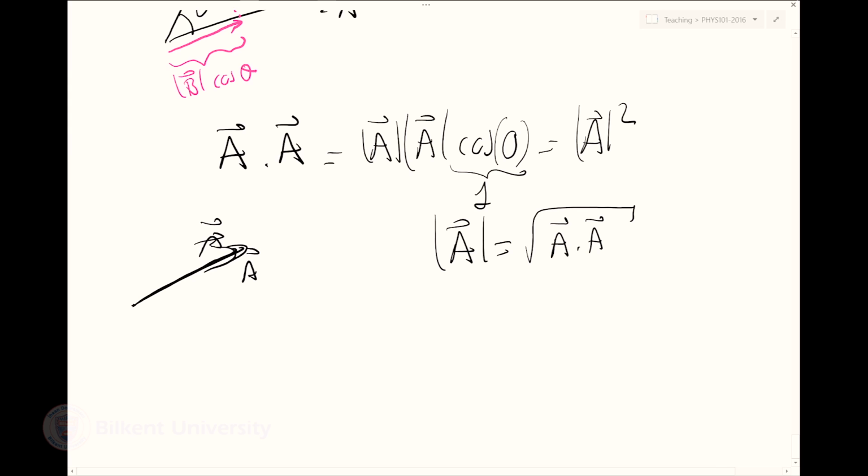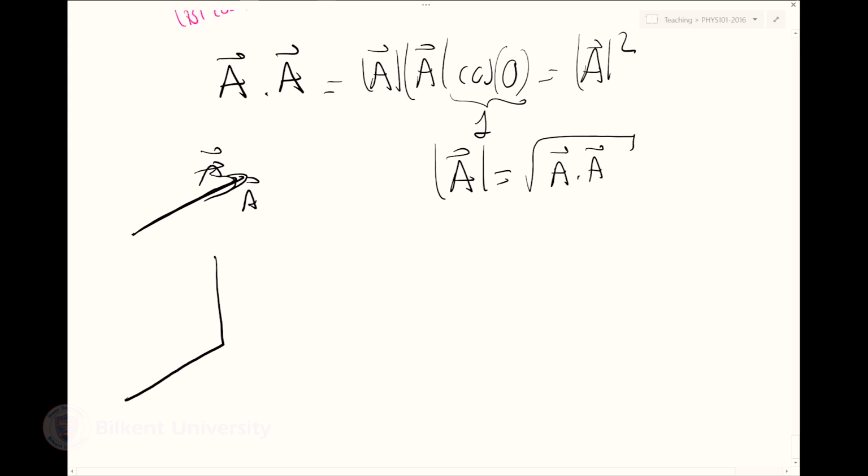Now let's go to components. I have, let's be careful, x, y, and z. And along each direction, I have i hat, j hat, and k hat. First question. What is the dot product of i hat with itself?